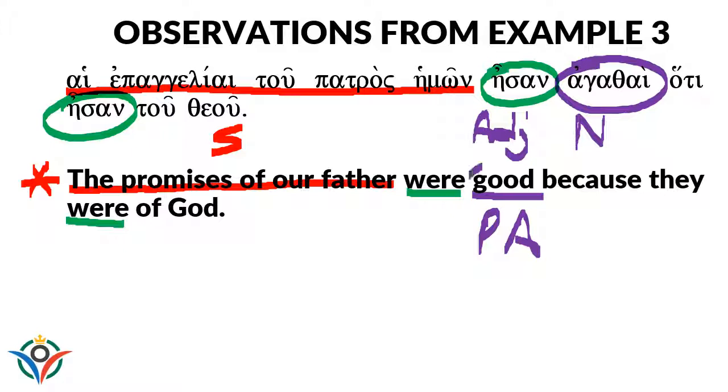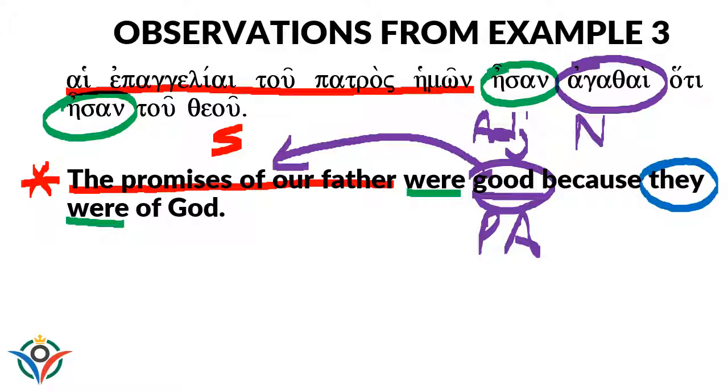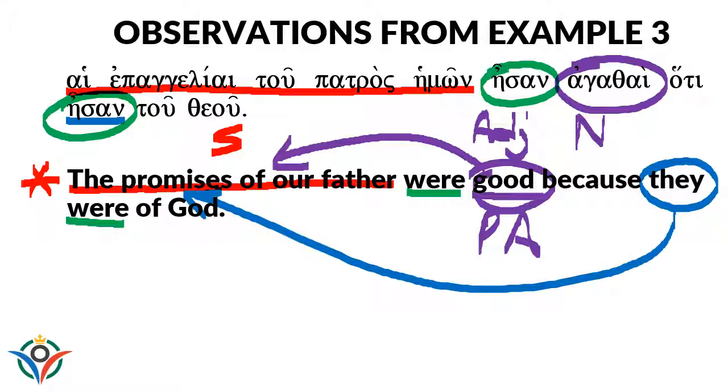Why is it a predicate adjective? Because it is modifying the subject. It is telling us more about the promises of our Father. They are good. And then it carries on, because they were of God. And then we have this second implied subject here, they, which is actually built within the second copulative verb, and they refers back to the promises of our Father.